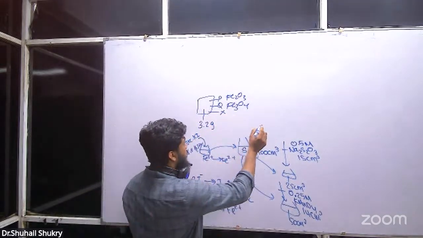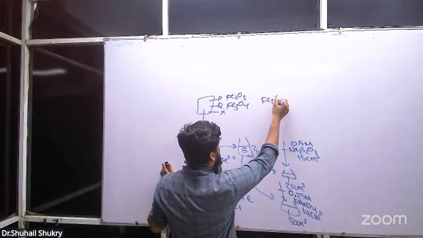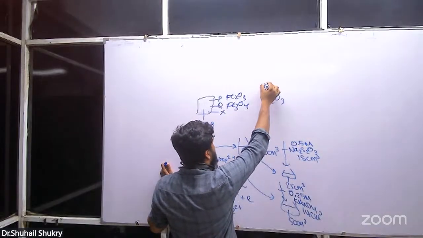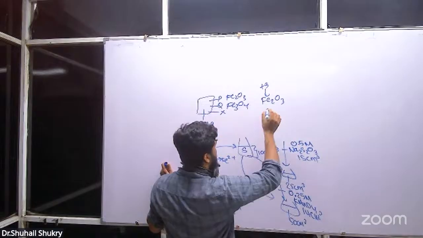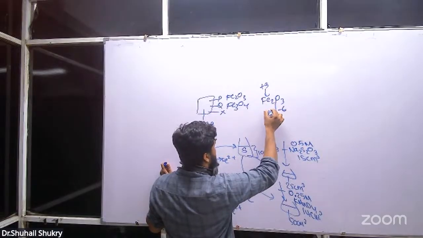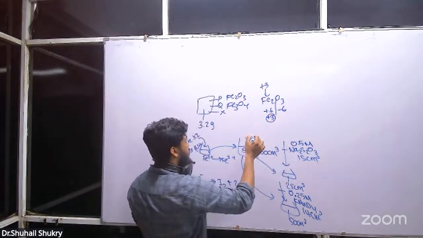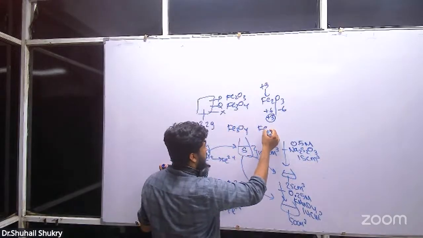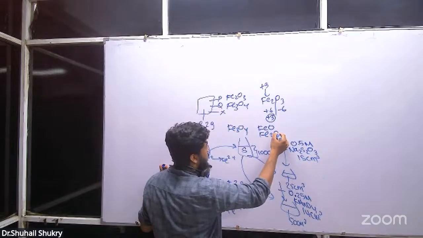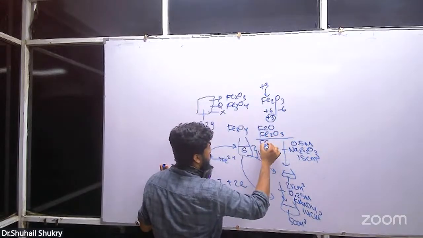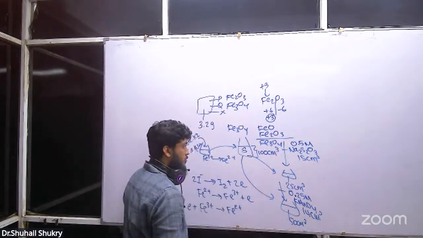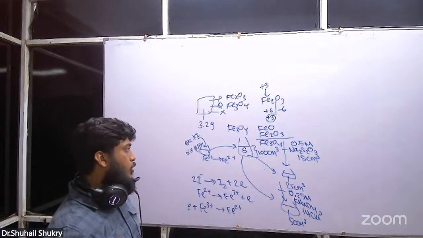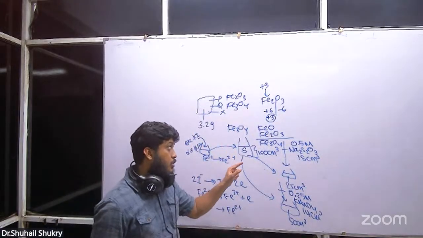What is Fe2O3? Fe2O3 means this ion is in what state? Plus 3 oxidation state, right? This is plus 6 in total. One is plus 3. But Fe3O4 means it is a mixture of FeO and Fe2O3. If you add both you get Fe3O4. So Fe3O4 is a mixture of Fe2O3 and FeO.